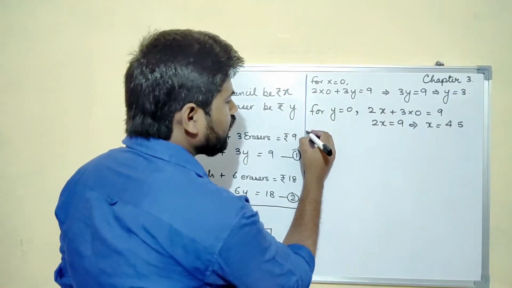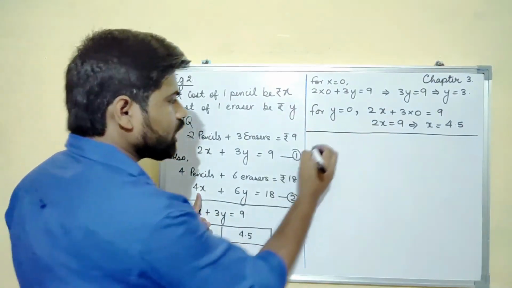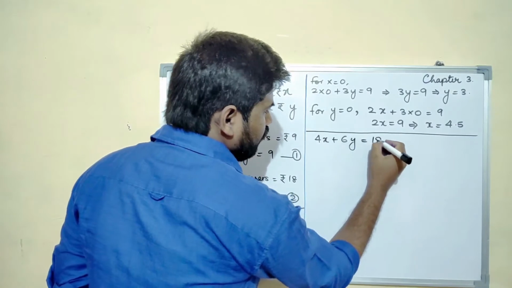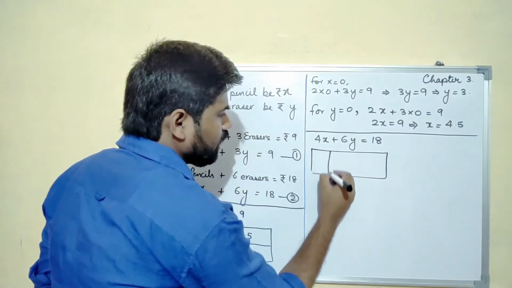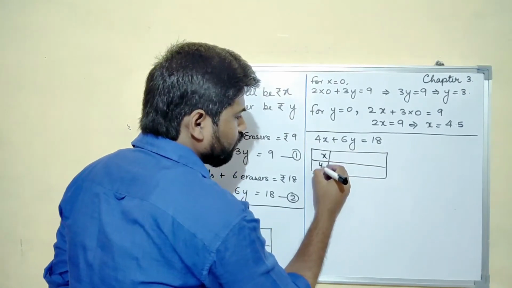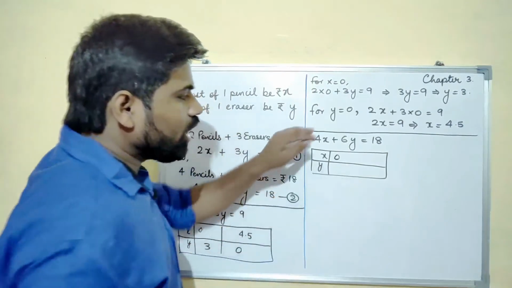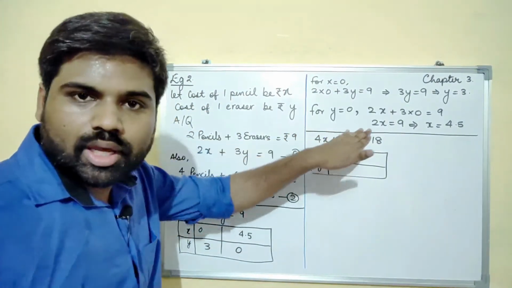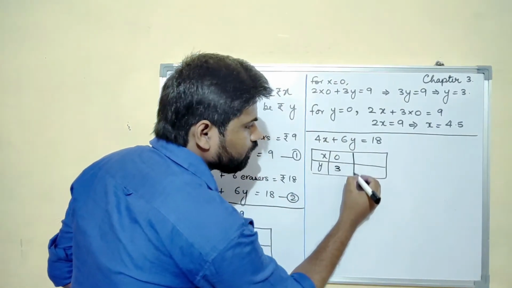Now let us see the second equation and also find the points for it. So the second equation is 4x plus 6y equals 18. Now for this I am making a box here. Here it will be x and y. Let us put the value of x as 0 here. So when the value of x is 0, this term will disappear. You will be left with 6y equals 18. So the value of y will be 3.